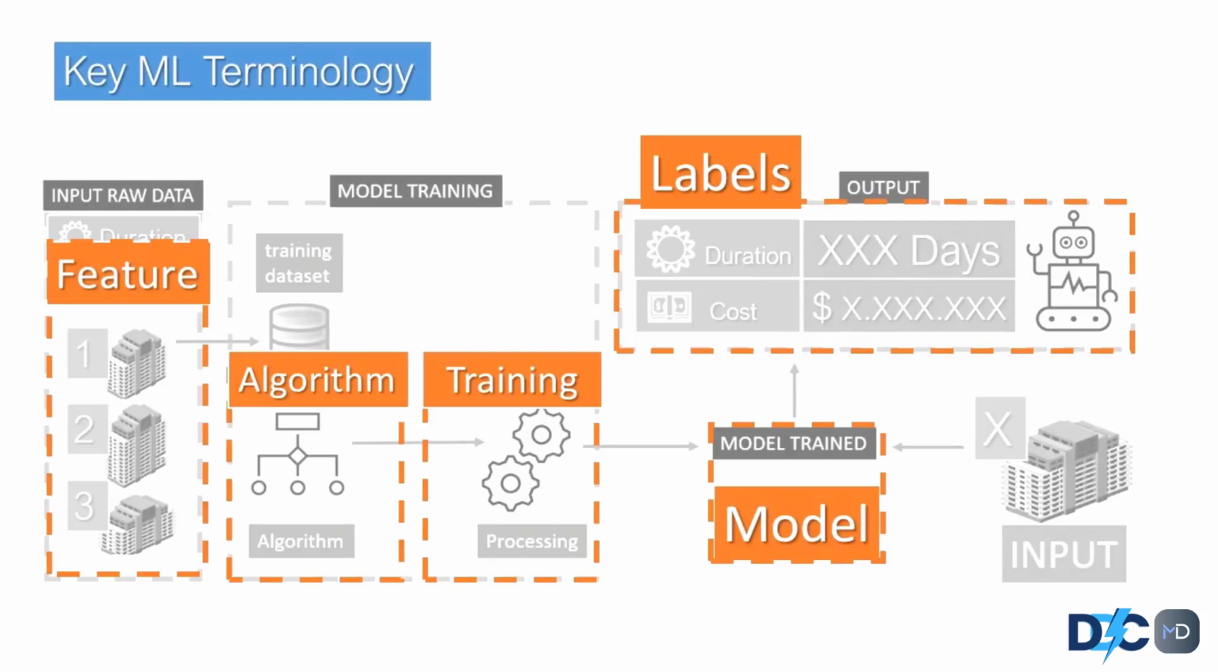Model. A model is a family of hypotheses, one of which we hope closely approximates the target function. Algorithm. A machine learning algorithm identifies the hypothesis within the model that best satisfies the objective function.